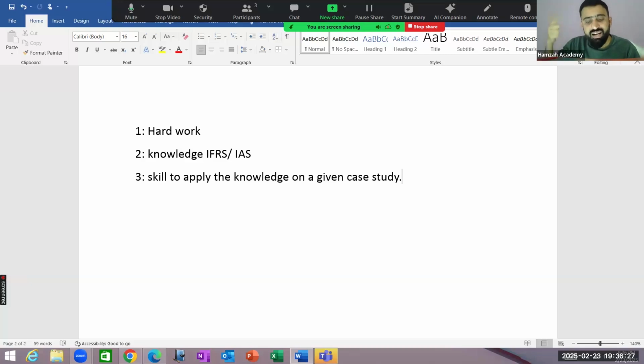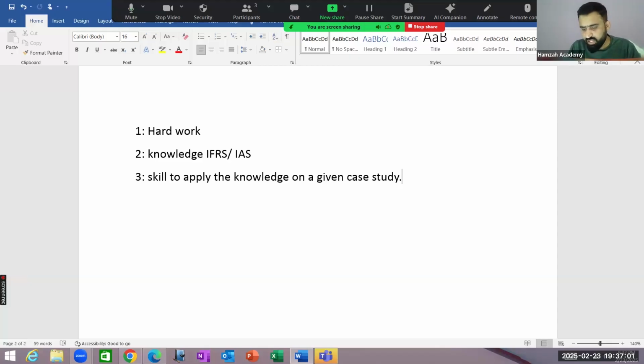Establish a good understanding of all IFRSs, all accounting standards which are relevant to your SBR paper, and you should develop a skill to apply that knowledge on a given case study. So these are the very important factors which you should do to pass your SBR.